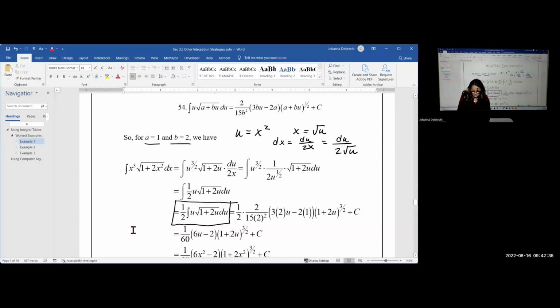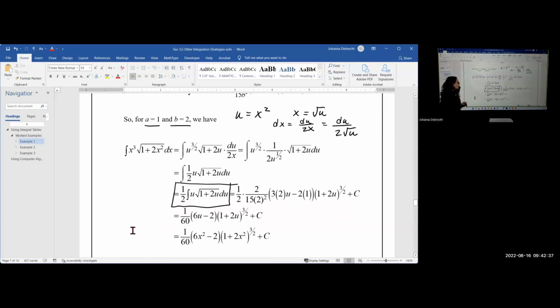And then the last thing I need to do is substitute out that u is x squared to get my antiderivative in terms of x. So the integral of x cubed square root of 1 plus 2x squared dx is 1/60 times 6x squared minus 2 times the quantity 1 plus 2x squared to the 3/2 power plus a constant of integration. And this is how we can take an integral and use the integral tables and the patterns we find there in order to integrate it.